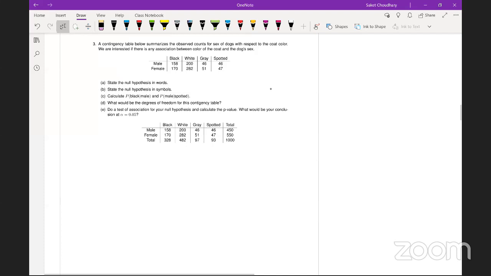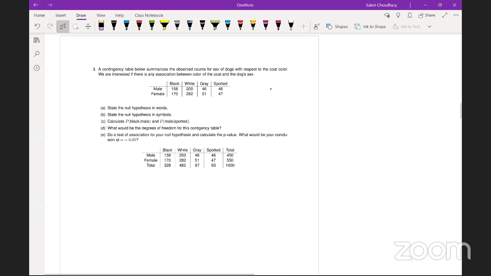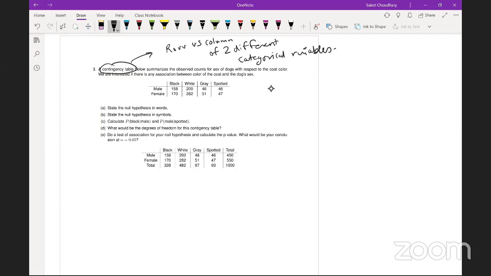All right, so we'll move to problem 3, which is in some sense a generalized version of what we did for problem 2. In this case, we are given what's called a contingency table. So what is a contingency table, right? A contingency table is in some sense a row versus column of two different categorical variables. Okay, that's the definition of a contingency table.